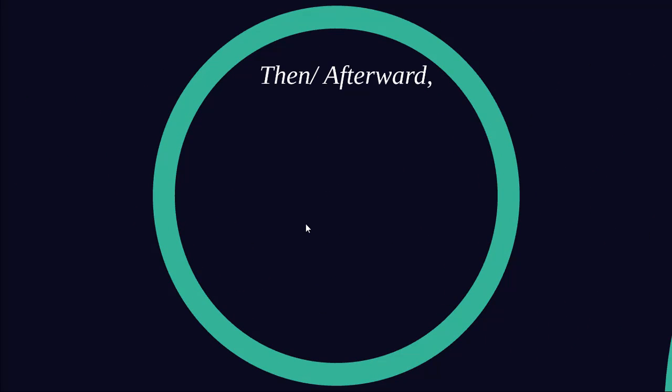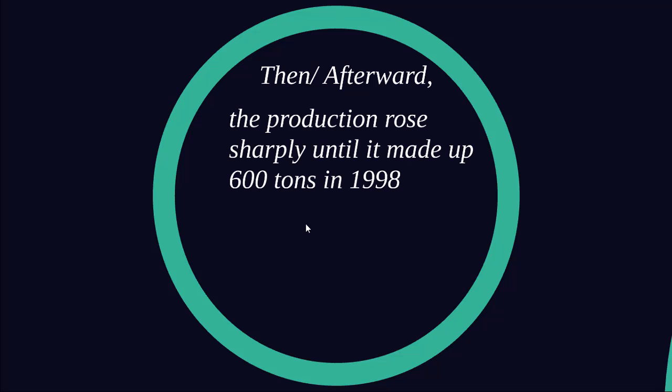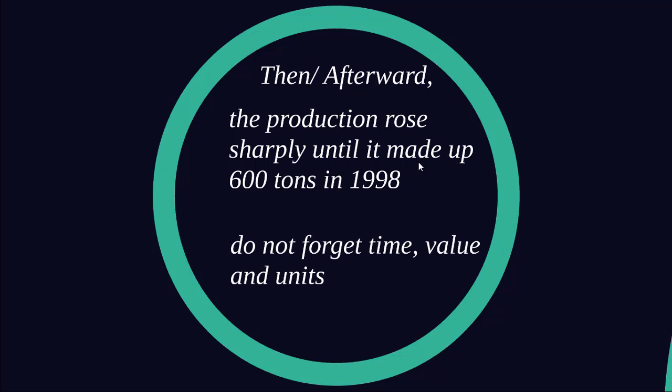And then afterwards, the production rose, which is the past of rise, sharply until it made up 600 tons in 1993. Look at this sentence. It starts with the subject, the production rose, okay, sharply, an adverb, until it made up. I cannot repeat the same verb. Okay, so here, how can you make these sentences? How can you make sentences describing trends or describing what's happening on a line graph?